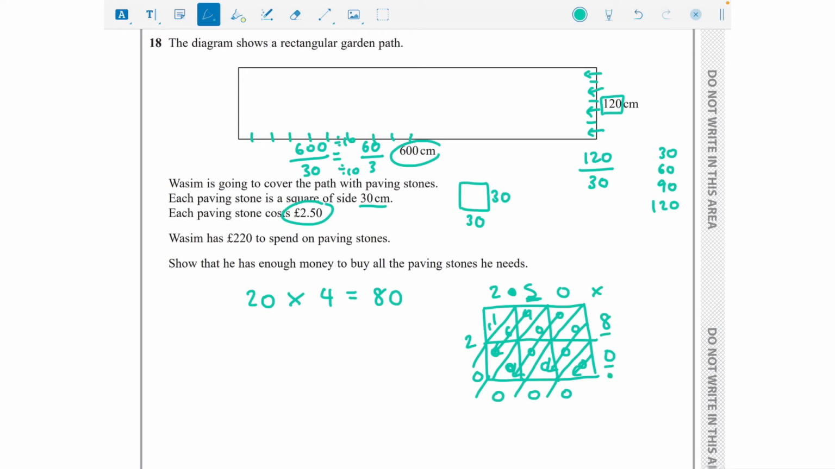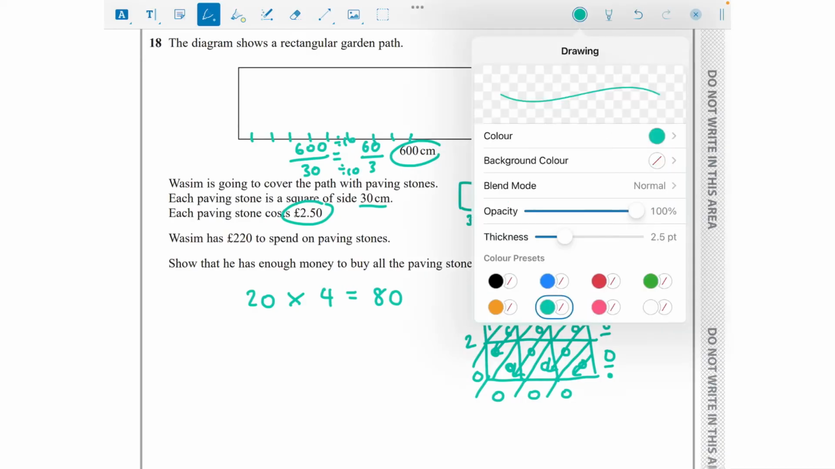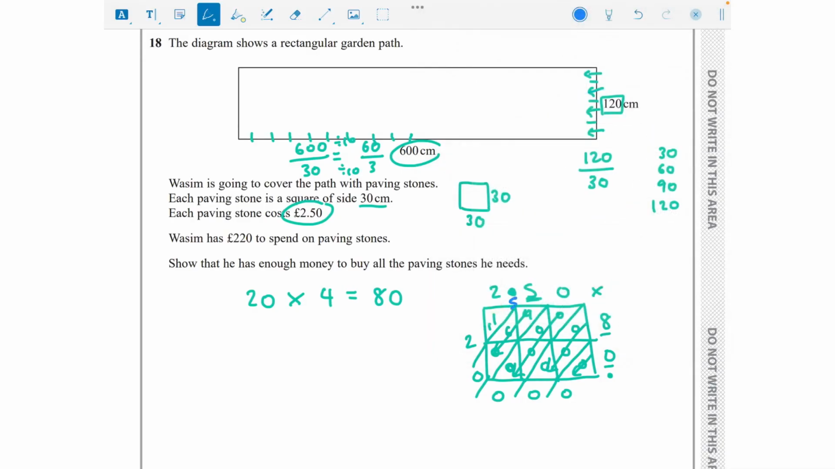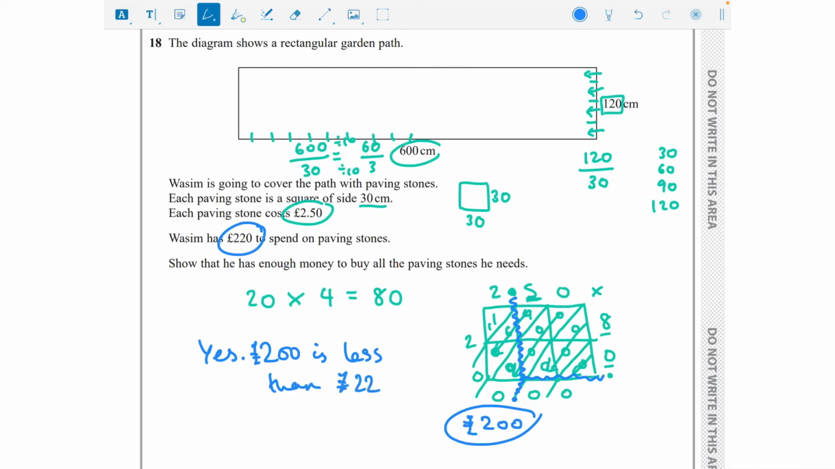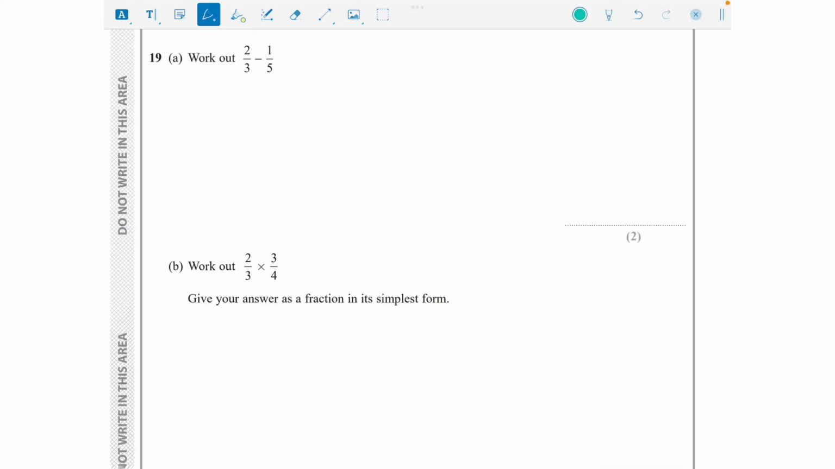Let me just change colour so that's easier to see. Let's go blue. So go down with this decimal point, across with this decimal point until they meet, and then you're going to go down that diagonal, so it's 200.00, but we don't need the 0.00 here. So that is £200. £2.50 each. Perfect. So does he have enough? Yep. 220 is how much he's got to spend, and it costs £200. So we need to say yes, £200 is less than 220. He's definitely got enough.